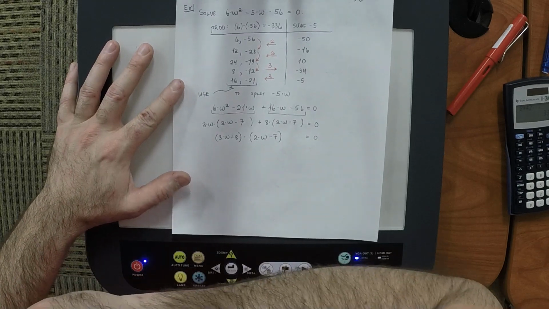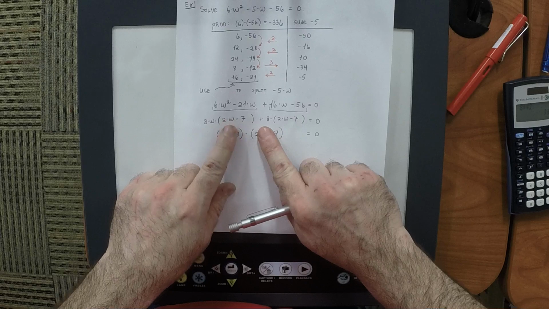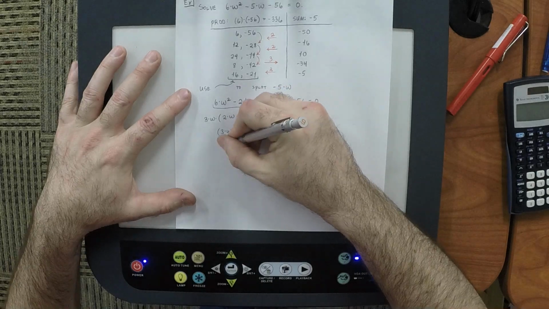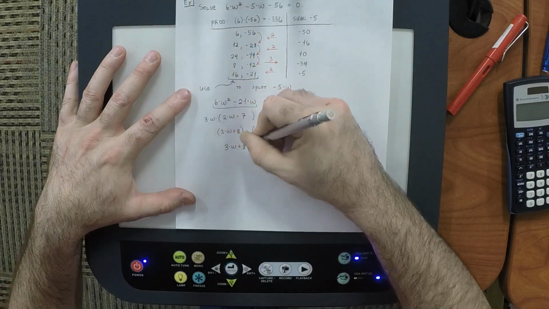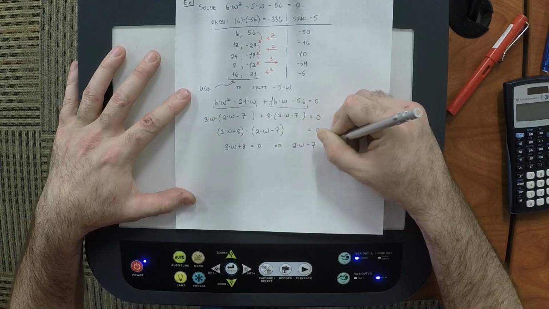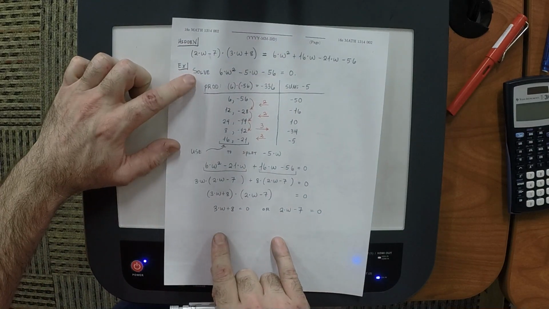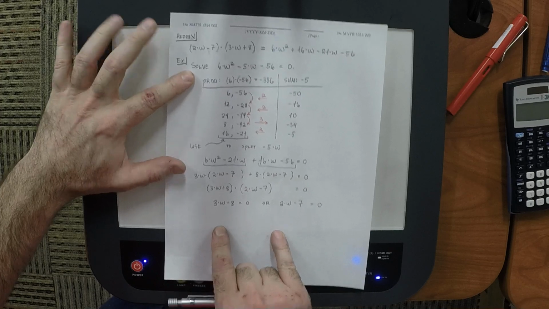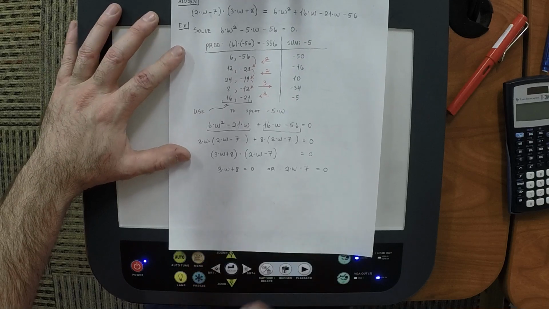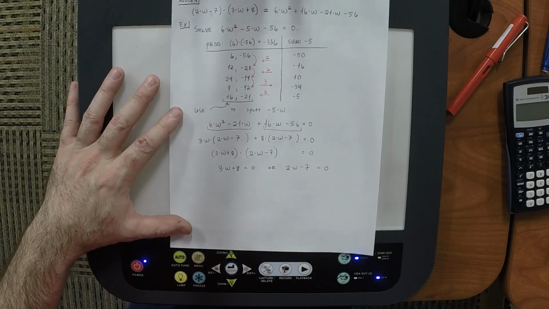And now we're in the same position we were twice before. We have the product of two things is equal to 0. So either the first thing is 0 or the second thing is 0. So 3w plus 8 is 0, or 2w minus 7 is 0. And so now, we were asked to solve one equation, and what we did is we said, well, instead of solving this one equation, I'm going to solve these 2 equations, but these 2 equations are simpler.